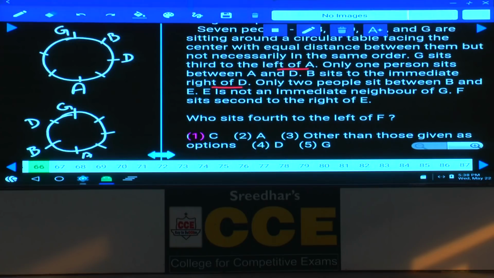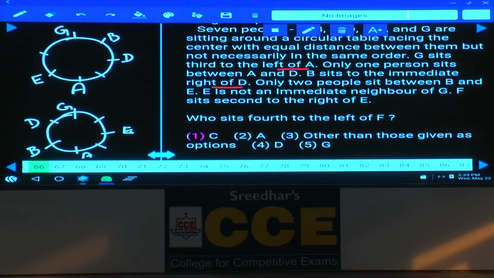Only 2 people sit between B and E. In the first case, E is here. And in the second case, with only 2 people between B and E, E can be here or here. There are 2 possibilities. The next one: E is not an immediate neighbor of G. As E is not an immediate neighbor of G, E cannot be here. E is here.